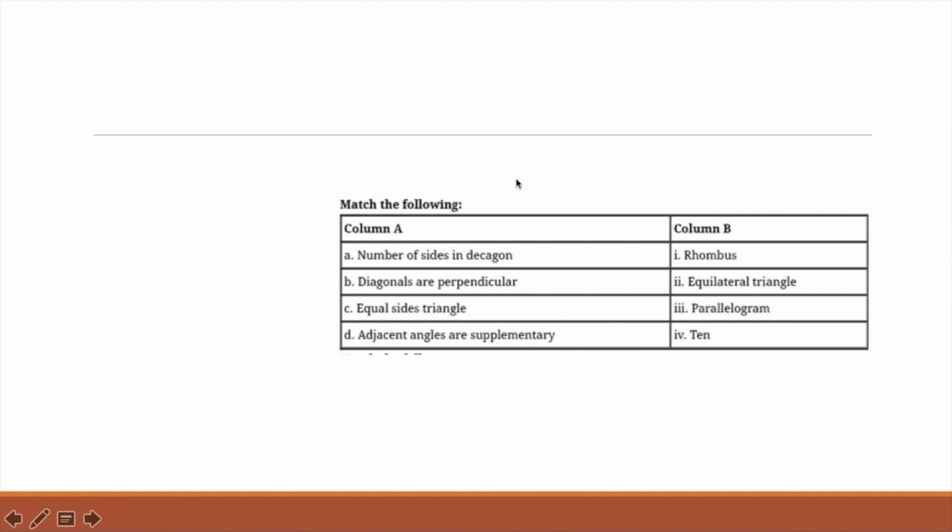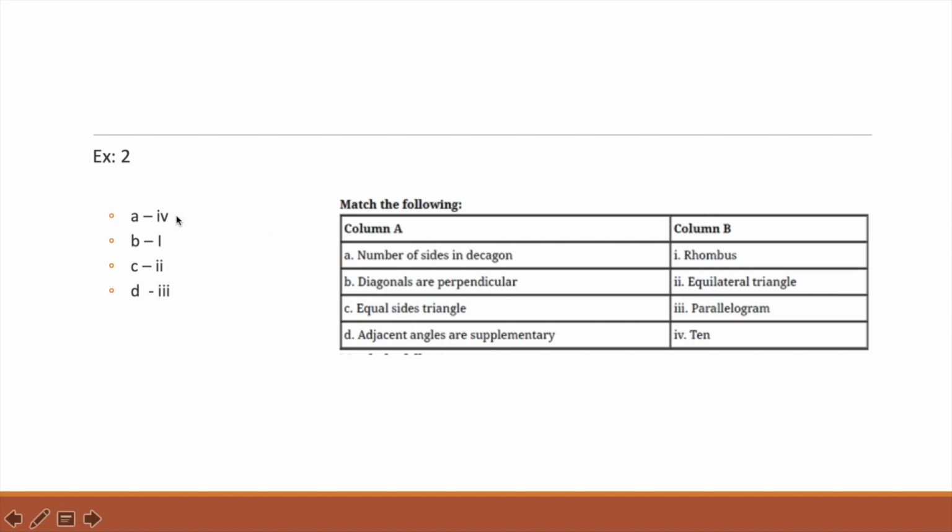In a parallelogram, the adjacent angles are supplementary to each other because opposite sides are parallel. So if one angle is 30, the other one is 180 minus 30, that is called supplement. So the other one will be 150. So that's how it is.